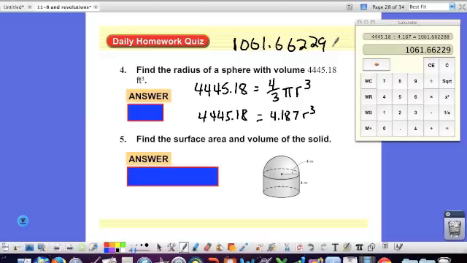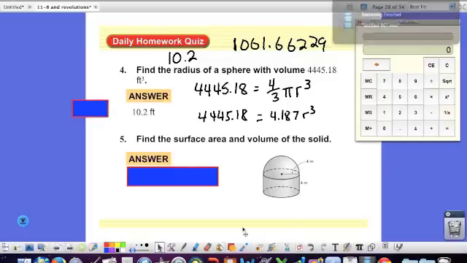If I do 1,061.67 cubed root, I get about 10.2. So my radius, if I've done everything correctly, should be 10.2. Woohoo, we match.